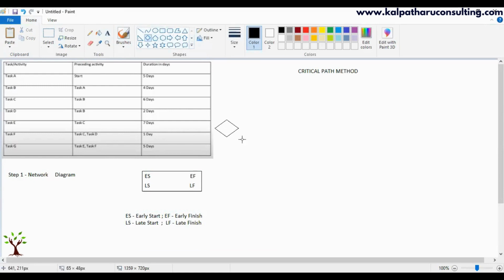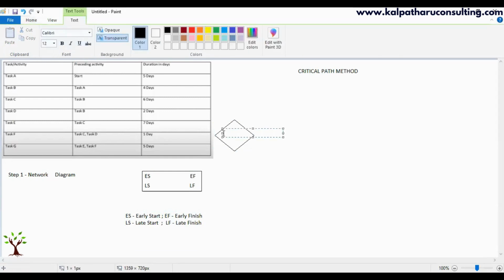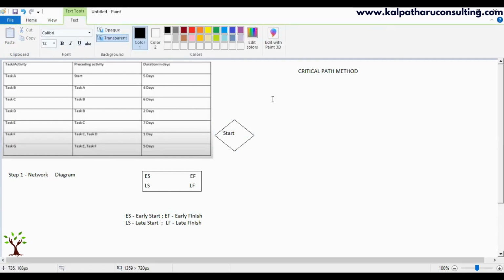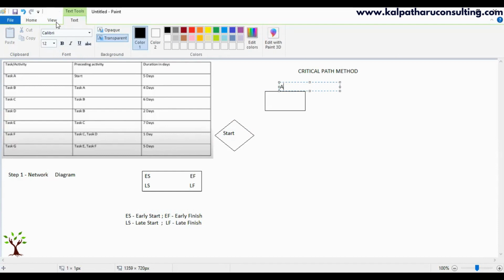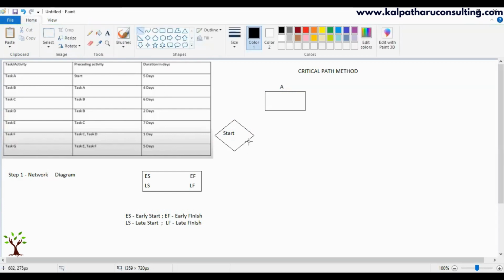So always we'll have a star, a diamond basically, which is the start. And as per the table, these are the activities, this is the preceding activity, and this is the duration to do these activities. So task A is the first activity. Let us place it here. So this is task A. And let us connect from start to A.